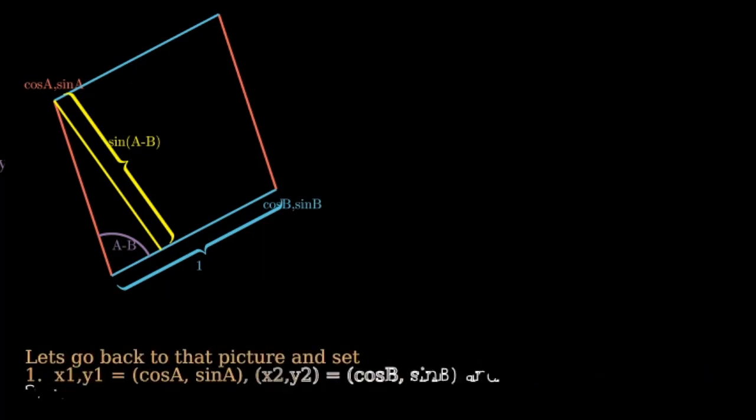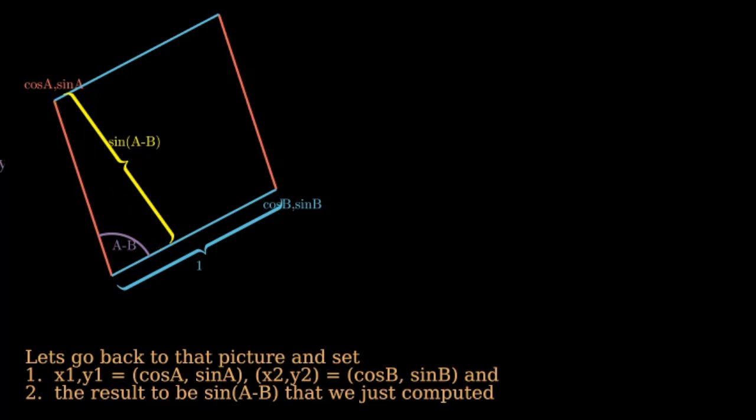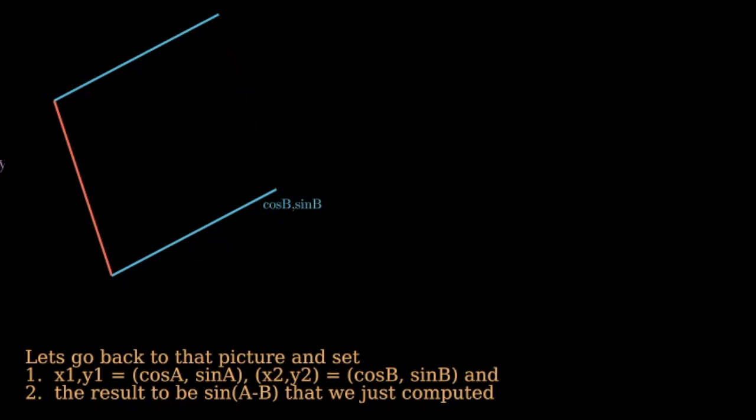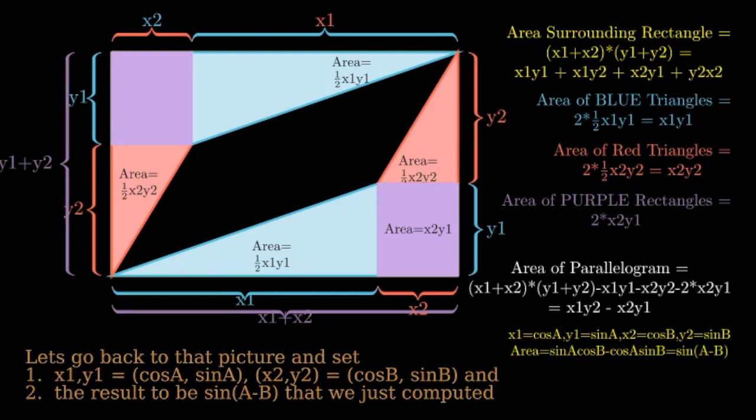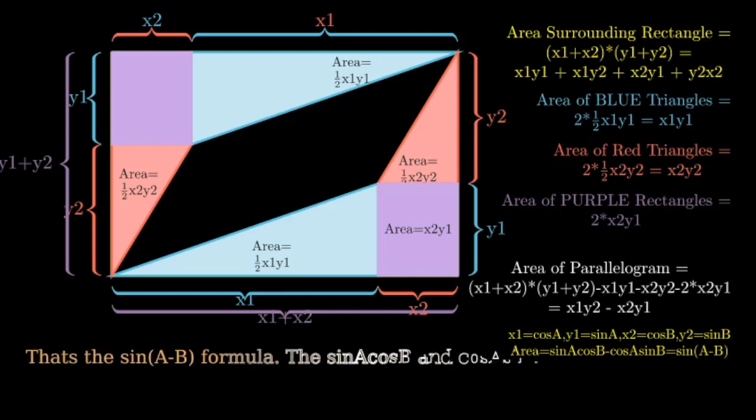Let's go back to that picture and set (x1, y1) equals (cos A, sine A), and (x2, y2) equals (cos B, sine B). And let's set the result to be sine of A minus B that we just computed. The area of the parallelogram is x1 y2 minus x2 y1, which is sine A cos B minus cos A sine B. Sine of A minus B equals sine A cos B minus cos A sine B.